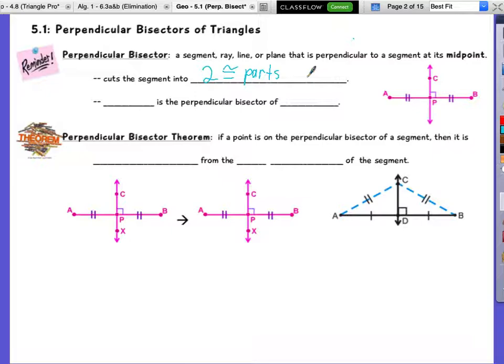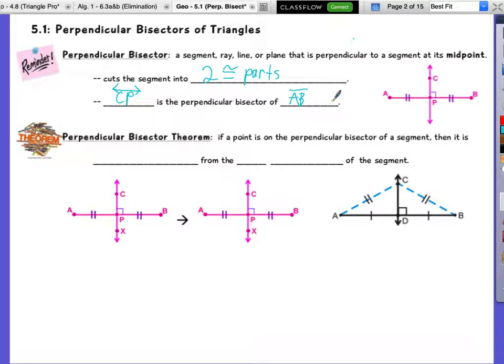Now here, what is the perpendicular bisector of segment AB? Okay, so it could be, because it could just be a point, but we're talking about the line, so PC or CP. Faith said CP, so we'll call it CP. Okay, so line CP is the perpendicular bisector of segment AB. It cuts it in half, bisects, and is perpendicular. So line CP is a perpendicular bisector of segment AB.